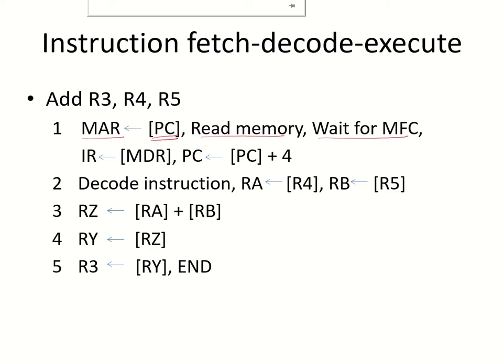The memory will be read from that particular location. The processor will wait for the memory function complete signal. Whatever data has been brought from the memory, which is the instruction, will be put in the instruction register, and the program counter will be incremented by 4 to point to the next instruction. Here we are assuming that the length of the current instruction is 4, so that is why the pointer will point to 4 bytes after the current location. If the length of the instruction is different, the program counter will be incremented by those many bytes.